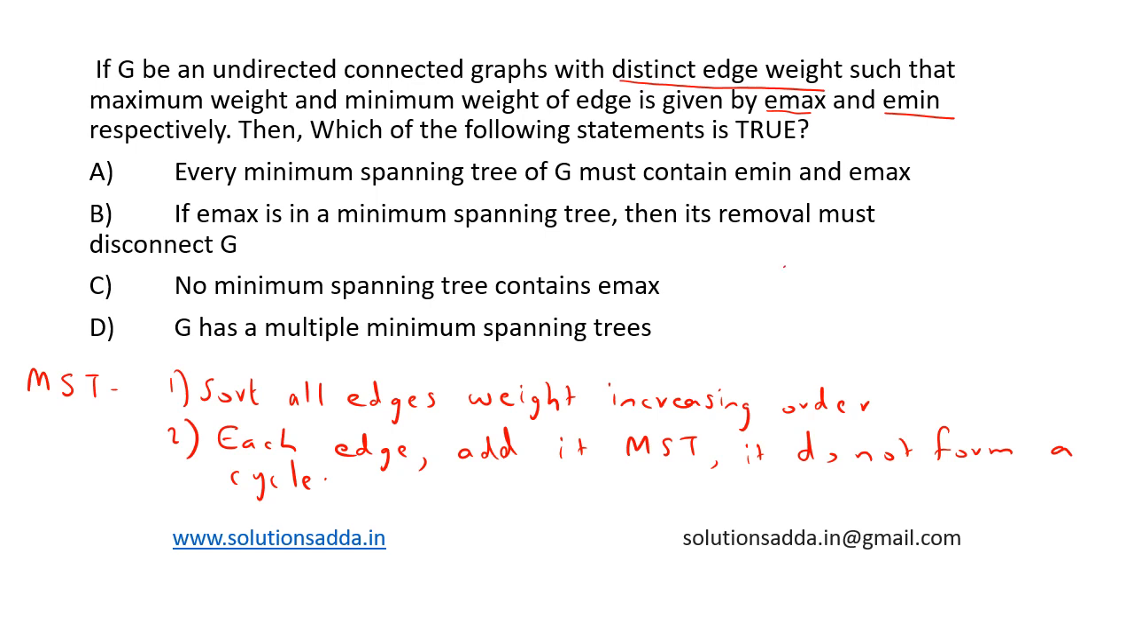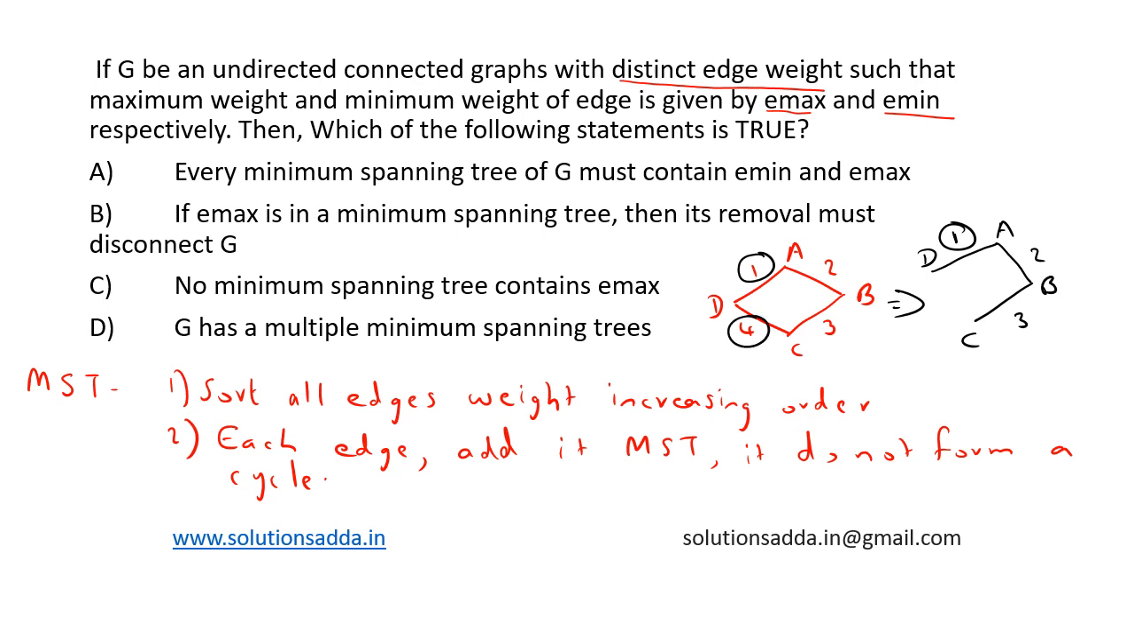Now let's draw a simple graph. This is a simple graph and the basic concept here is that all the edges have distinct weights. Assume 1, 2, 3, 4. All the edge weights are distinct. Based on Kruskal's algorithm, the minimum spanning tree can be constructed by adding the edges whose weights are in increasing order. So we first add AD whose weight is 1, then AB whose weight is 2, then BC whose weight is 3. If we add DC, then it forms a cycle. So this is the minimum spanning tree for this graph. From this we can say that emin, the minimum weight 1, is included in the tree, but emax is not included. So the statement that every minimum spanning tree of G must contain emin and emax is false. It is not at all necessary that it contains both emin and emax.